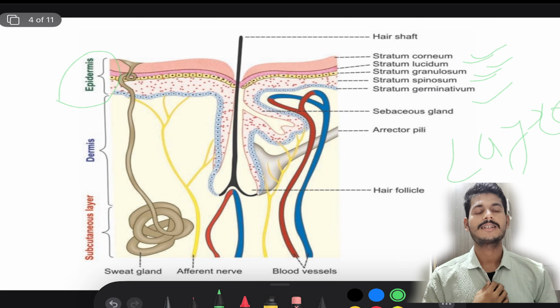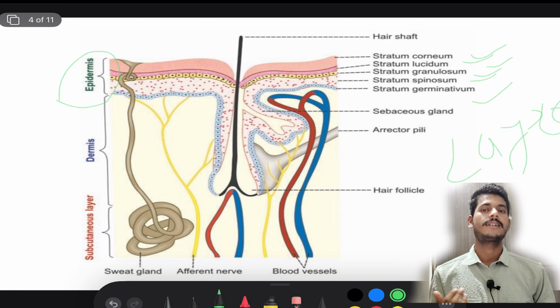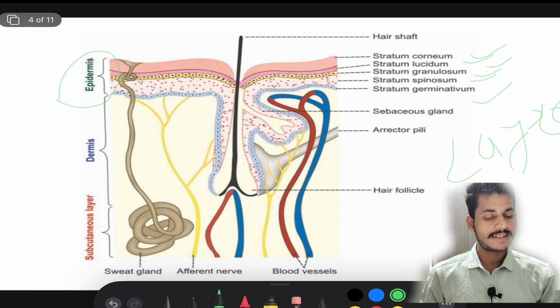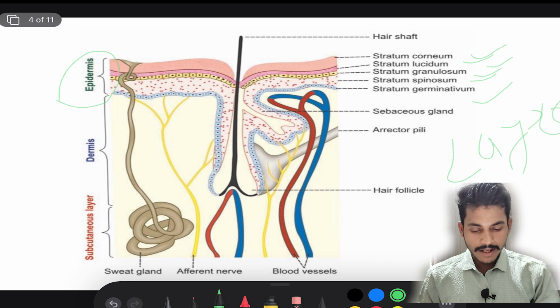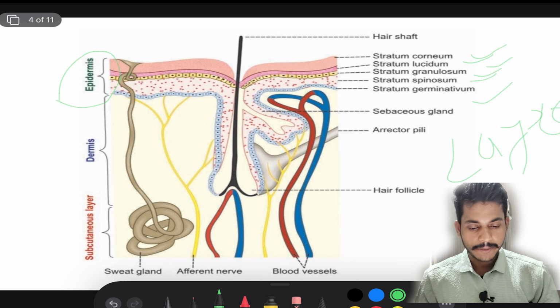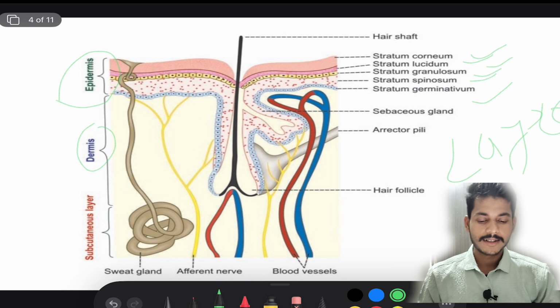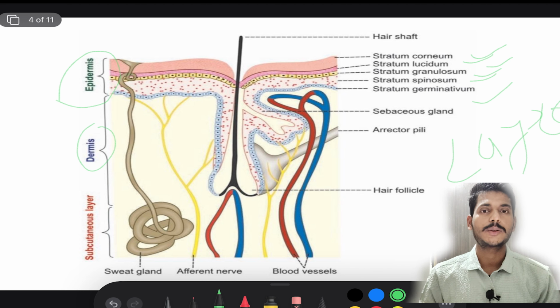So you come across in the textbook stratification, which means layering. Basically the word strata denotes layering. The first layer is the corneum, next is the lucidum, another one is the granulosum, then spinosum and germativum. Now, below the epidermis there is the dermis layer, which is quite a bit larger as compared to the epidermis.